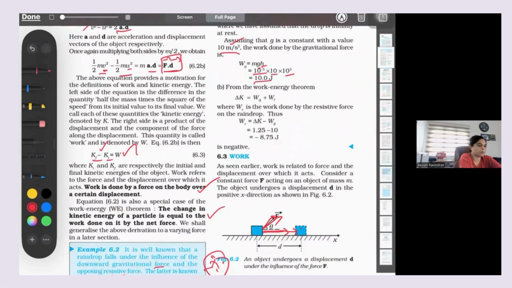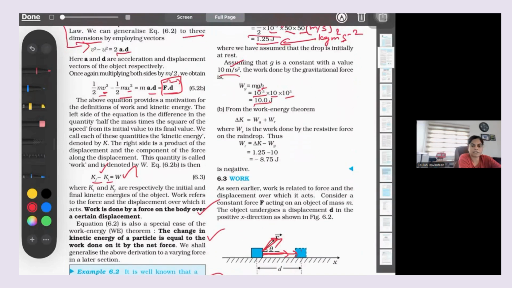Okay. So here it will be 1.2 joules. The difference in kinetic energy will be 1.2 joule. Okay. So where we can find, right, the work done by the resistive force on the raindrop will be 1.25 minus 10. Okay, this is the work done by the resistive force because you calculate first initially the work done by the raindrop and then next you found the work done due to, we can write like this, work done by the gravitational force.